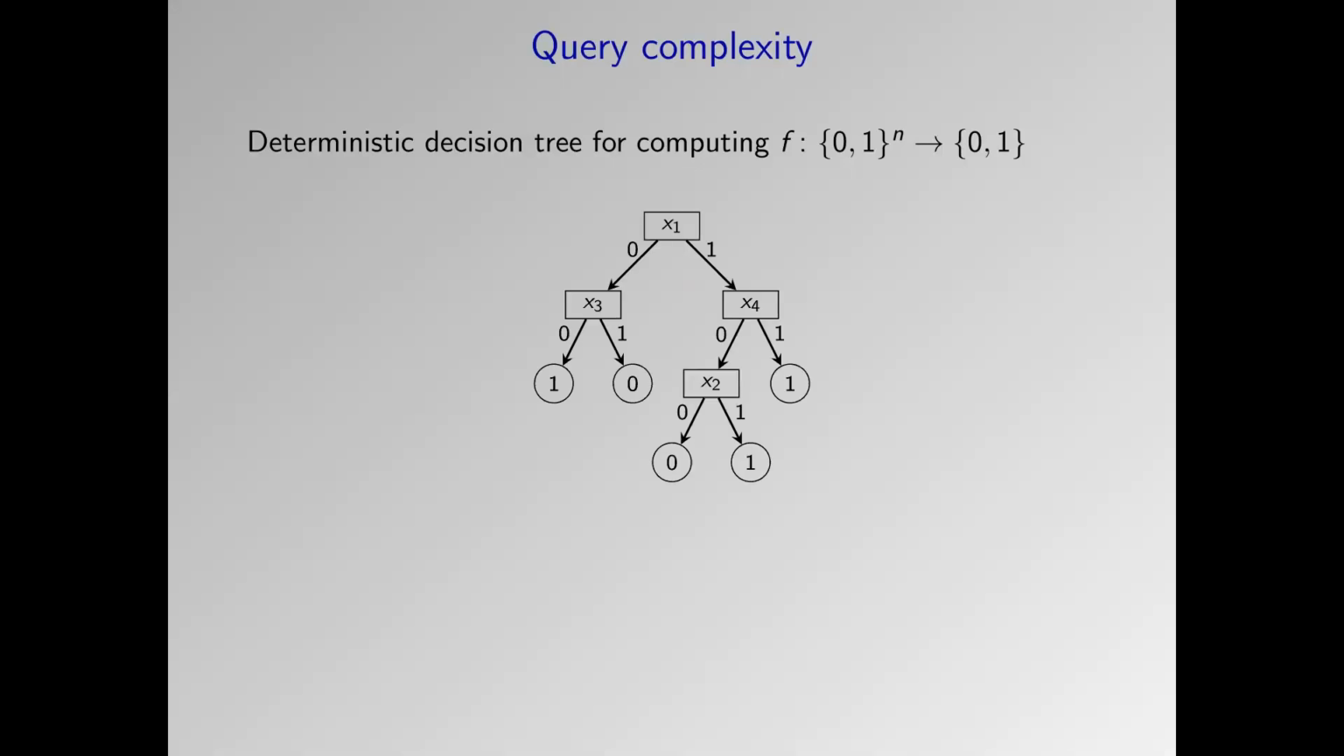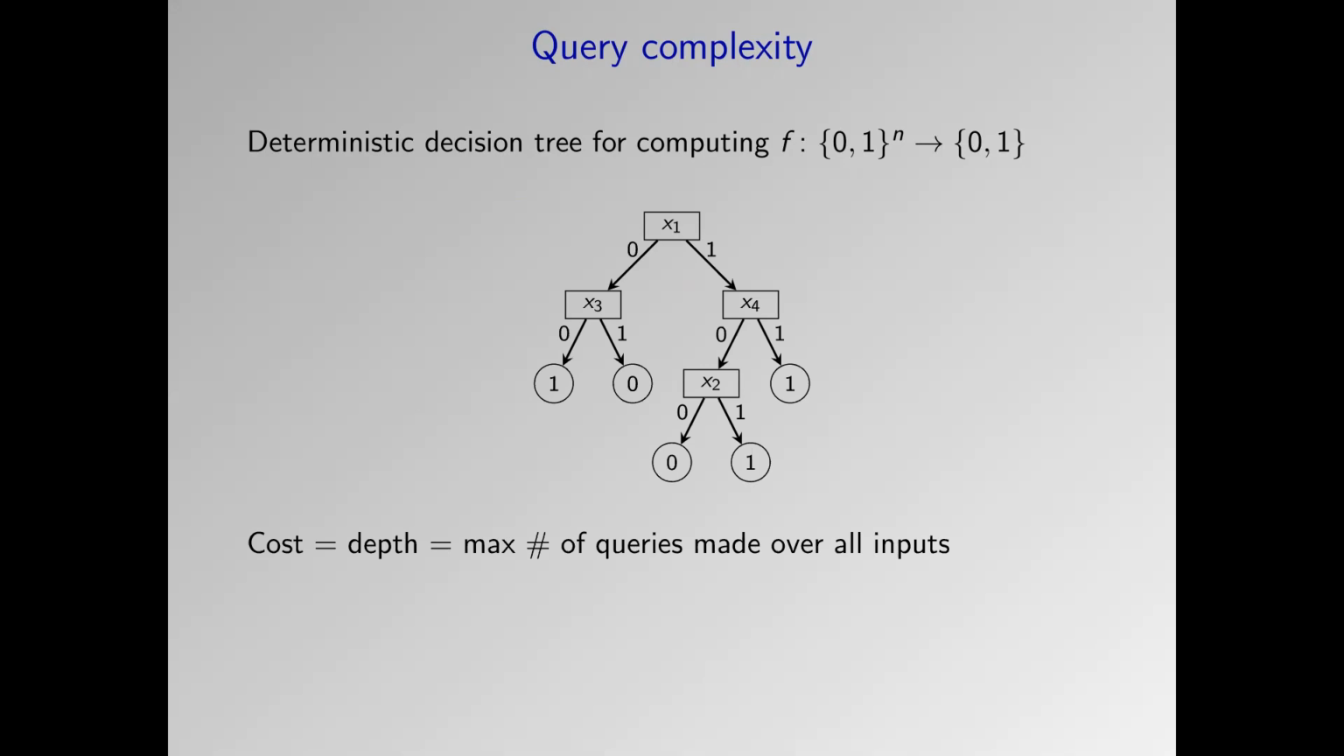Query complexity is about decision trees, which is a model for computing Boolean functions by making adaptive queries to individual bits of the input. Here's an example of a decision tree. Each internal node is labeled with a single input variable, and then you go left or right depending on the value of that bit from the input. Which bit you query next can depend on the values of all the bits that you previously queried. And each leaf is labeled with an output.